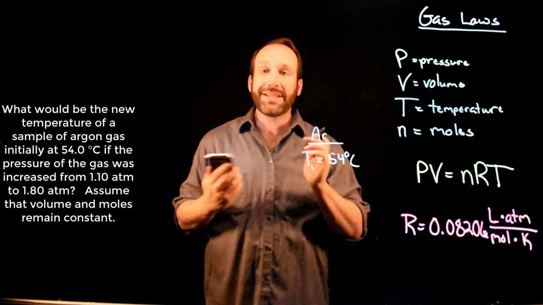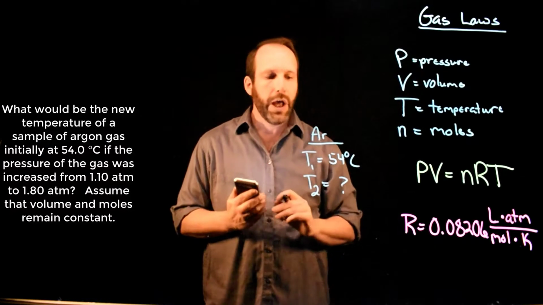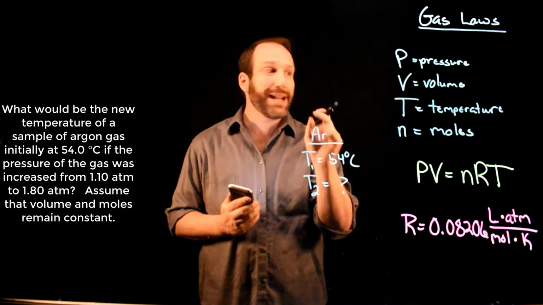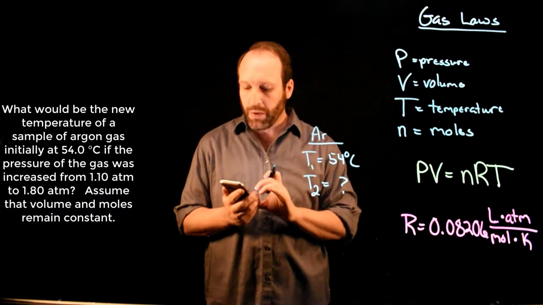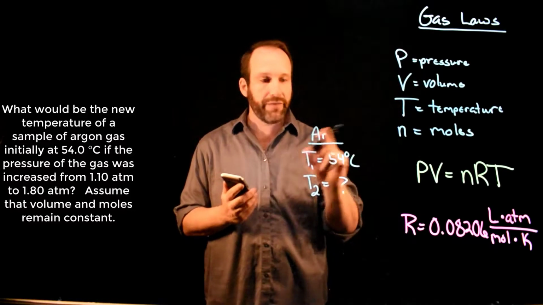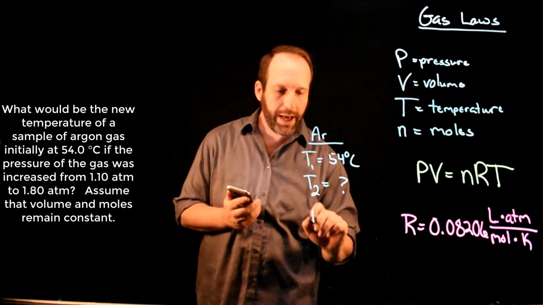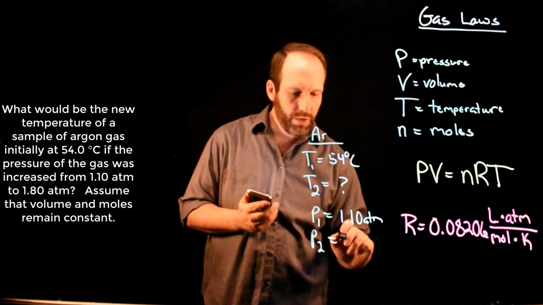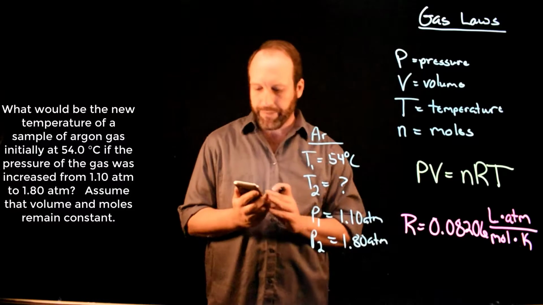And it's asking what's the new temperature, right? So we don't know T2. Well, we can calculate that as long as we're told what's happening to one other of these 4 units. Well, that's what we're told. We're told that the pressure of this sample of argon is increasing from 1.1 atmospheres up to 1.8 atmospheres. Okay.